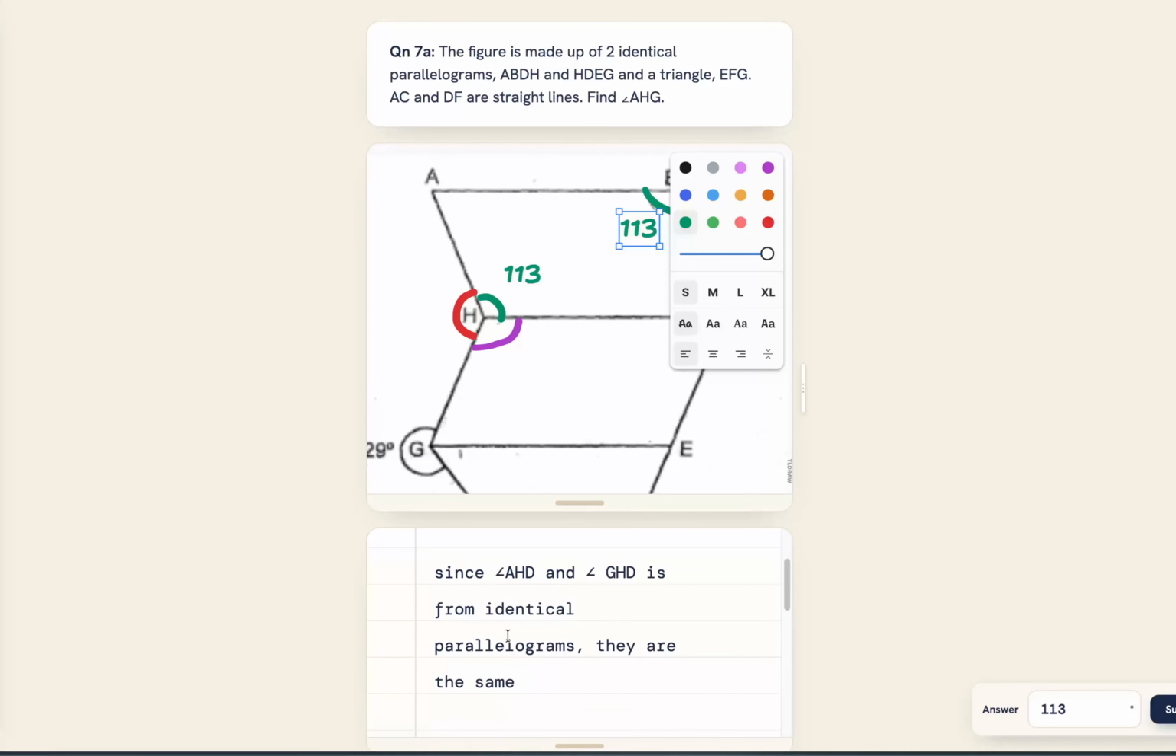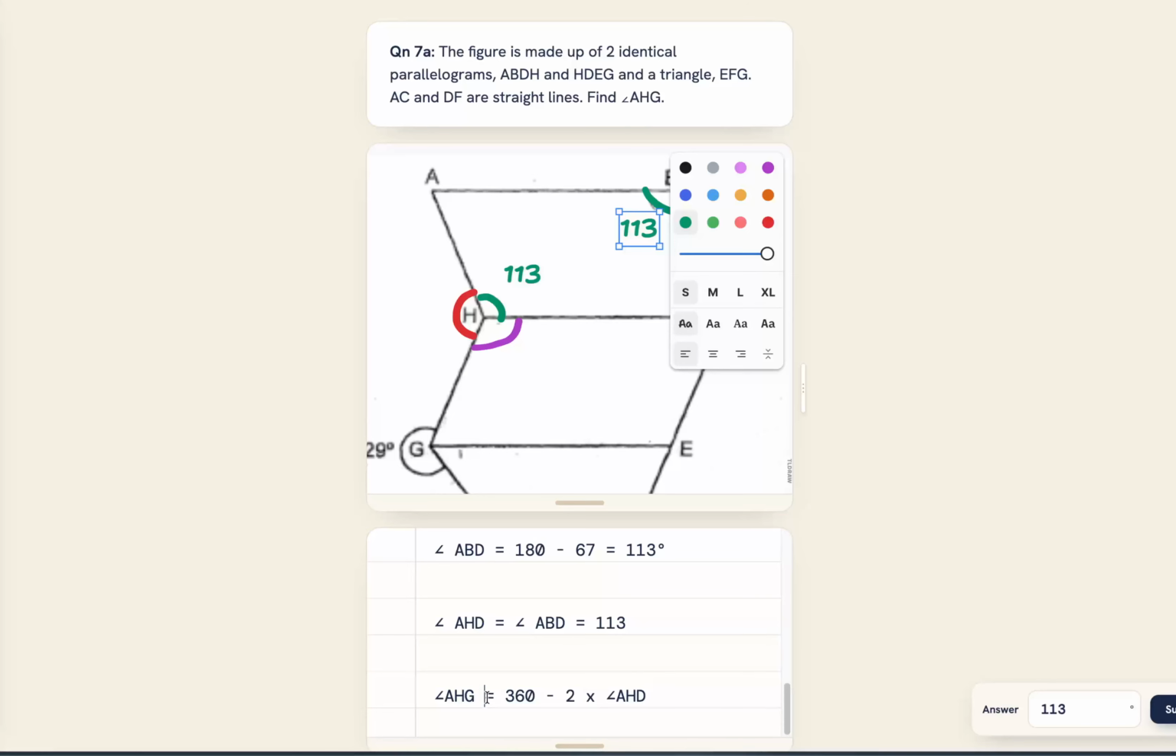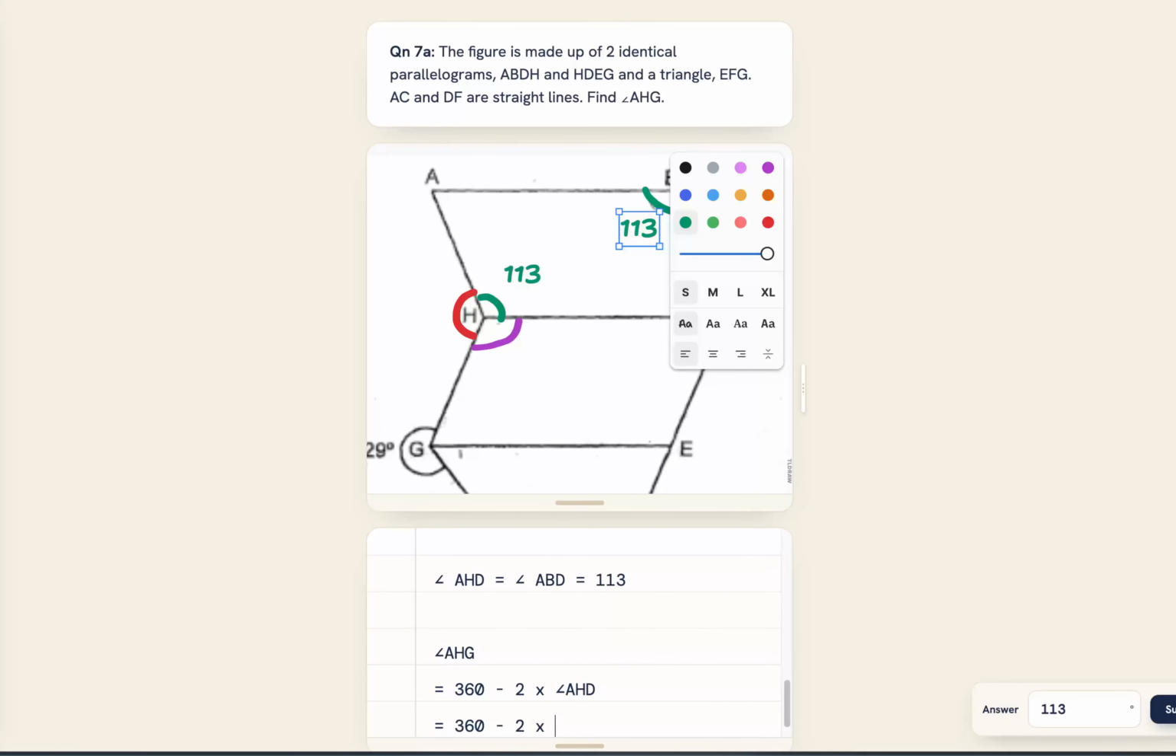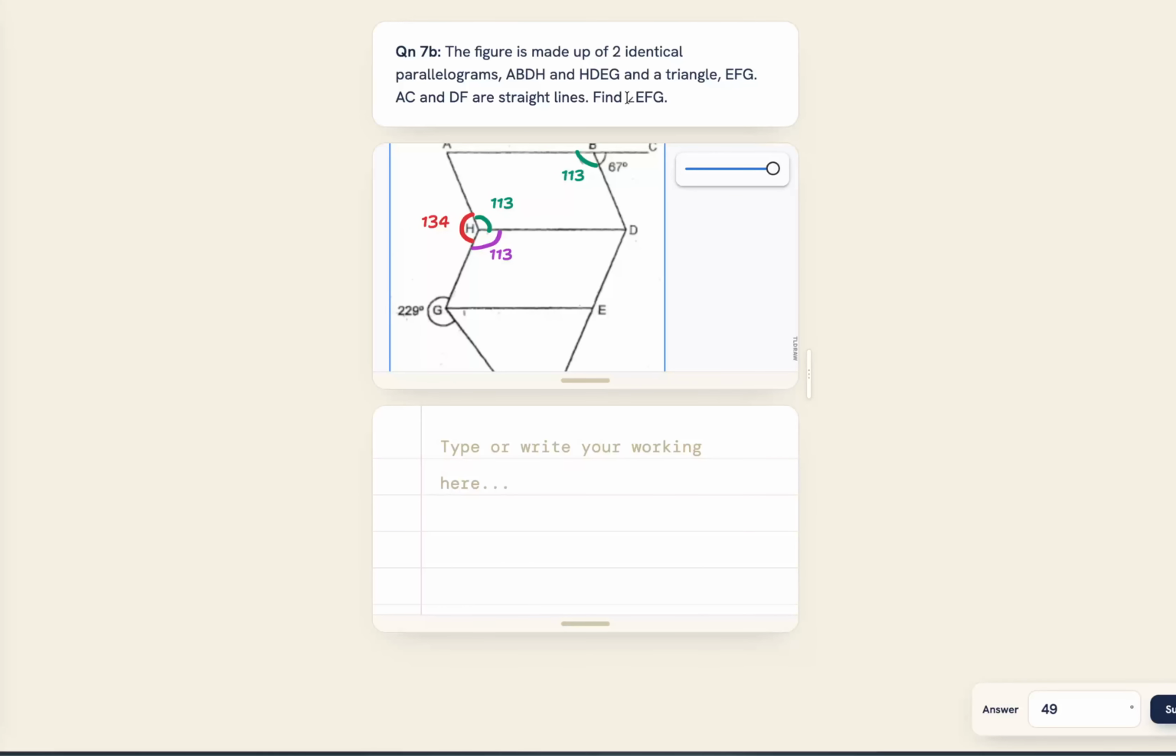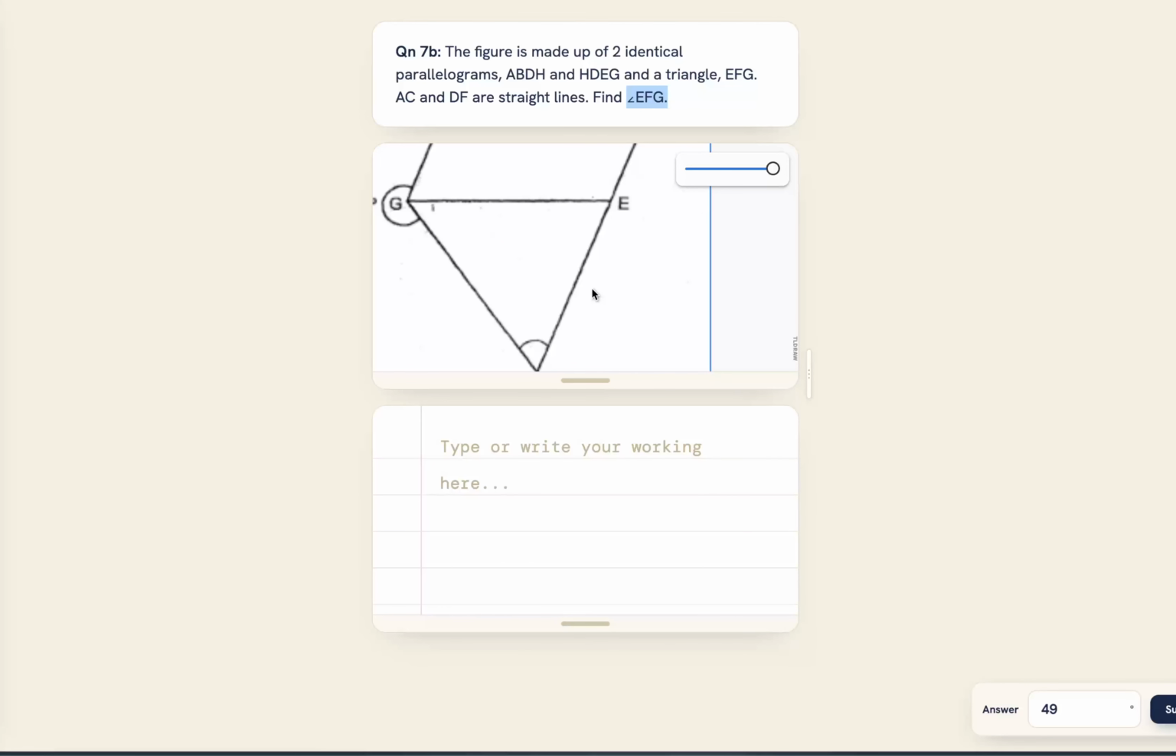Therefore, AHG is basically 360 minus 2 times AHD. In this case, it is 360 minus 2 times 113, and this will be equal to 134. So there you go, the answer is 134. So part B, we want to find angle EFG. EFG is over here.